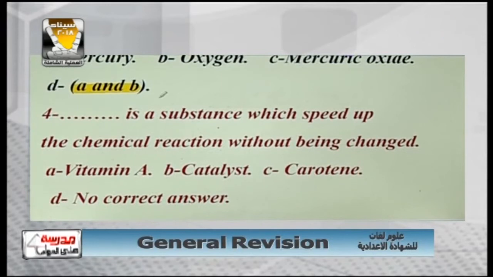Fourth question is a substance which speeds up the chemical reaction without being changed. Substance speed up or change the speed of the chemical reaction without being changed. So here we have A vitamin, B catalyst, C carotene, or D no correct answer. We know a substance which speeds up the chemical reaction, so here we have a catalyst.